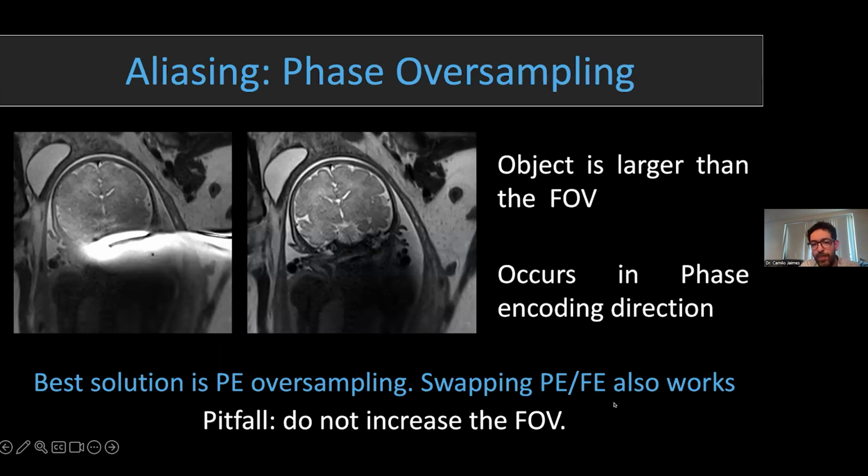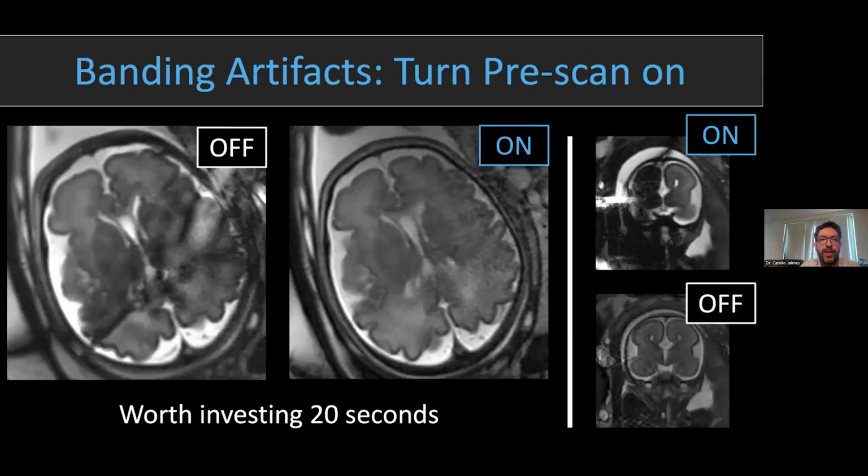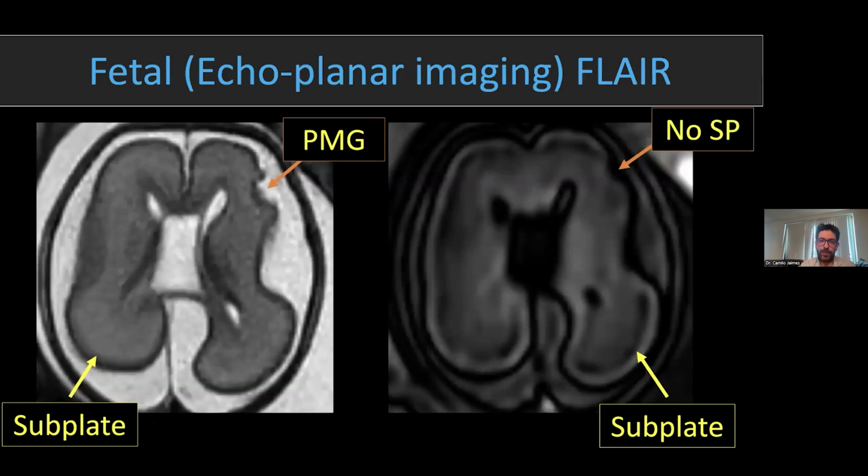You can swap phase and frequency encoding, and don't increase your field of view. That's a common pitfall because you'll sacrifice spatial resolution. Banding artifacts are common, particularly in steady-state free precession. The best way I know of dealing with them is turning pre-scan normalize on, and the scanner will calculate the B1 map and inhomogeneities once again. I think that takes care of it frequently, not every time, but it may still help you.